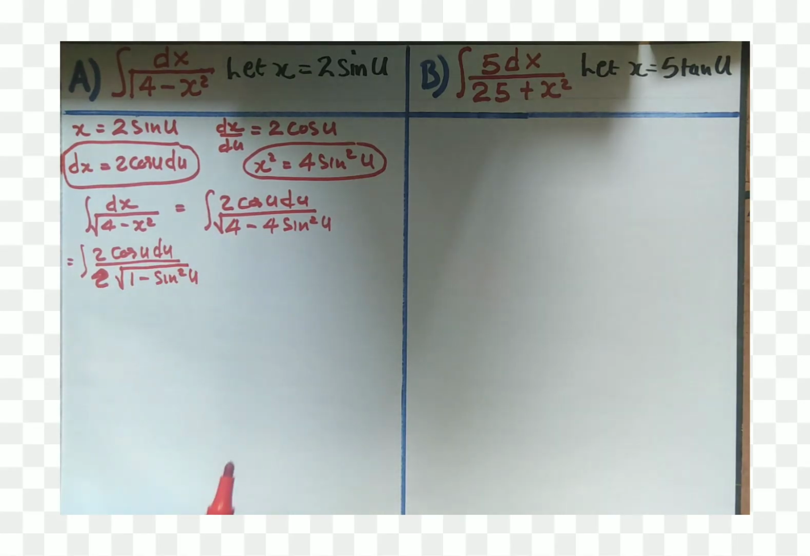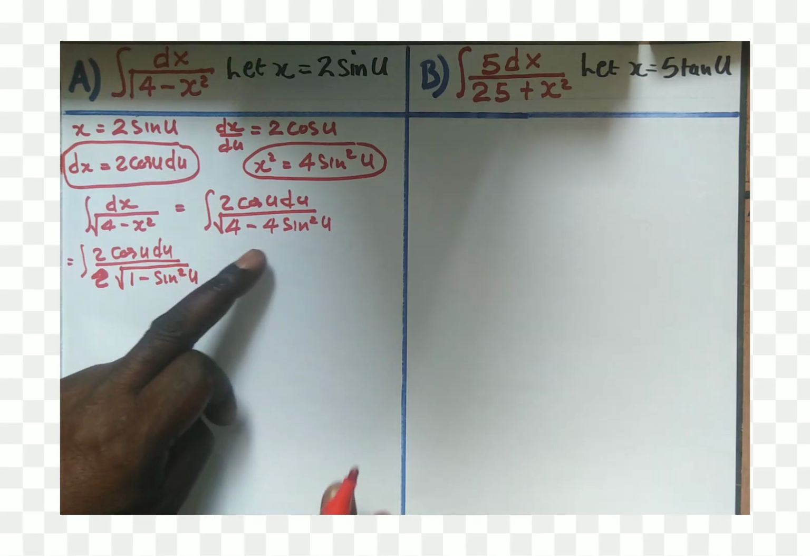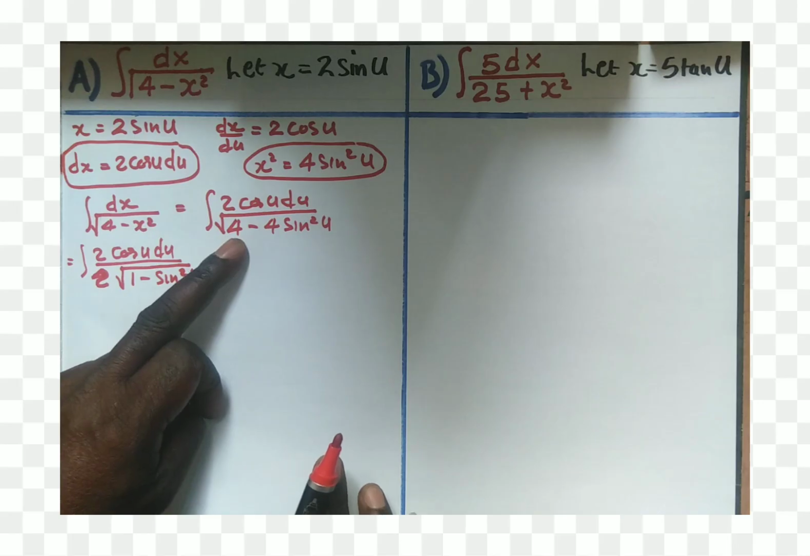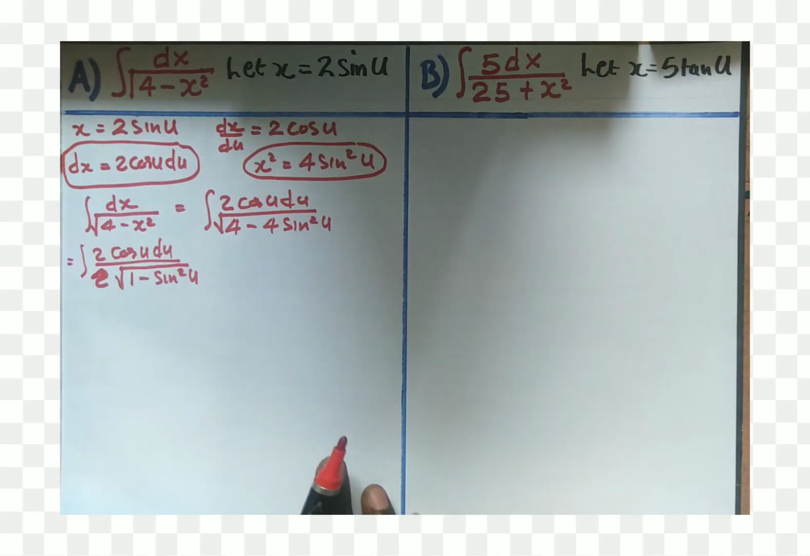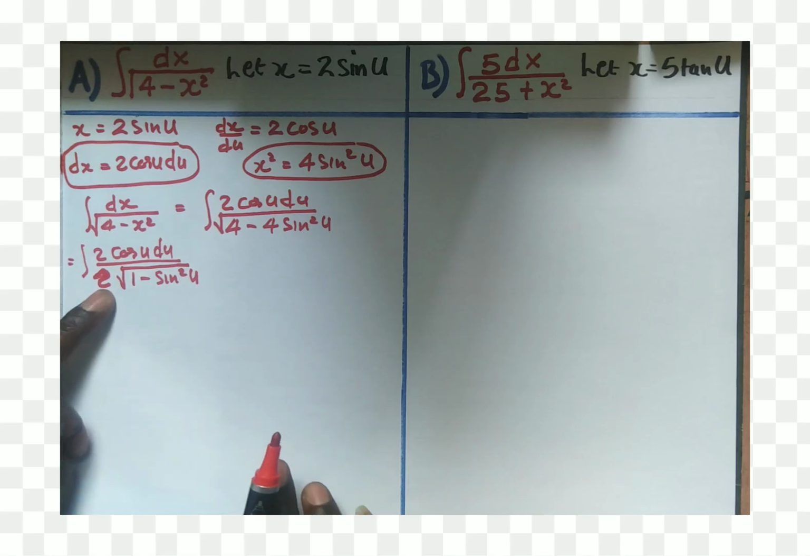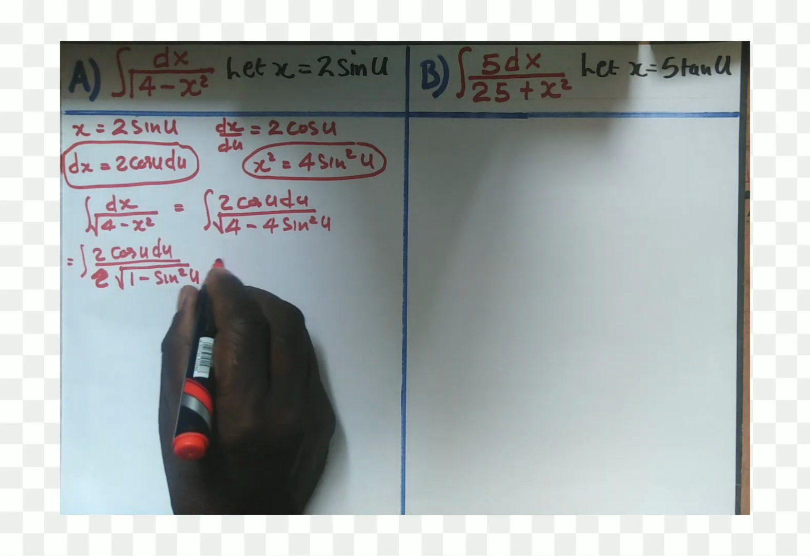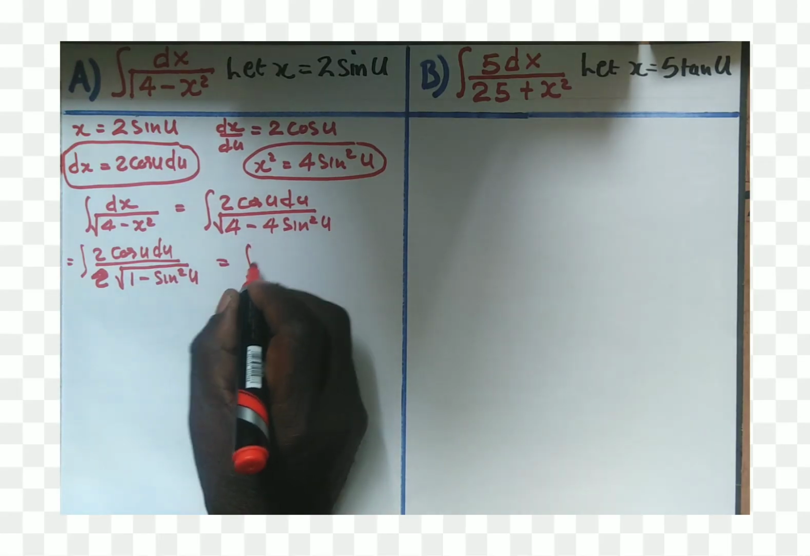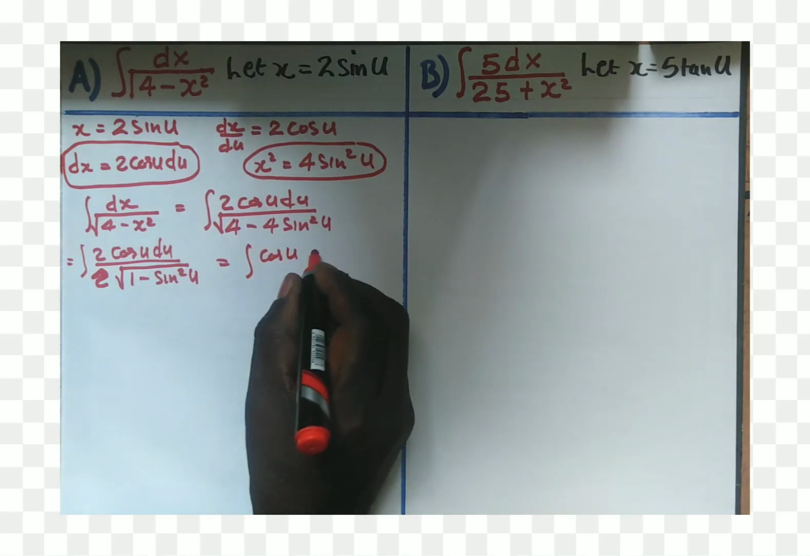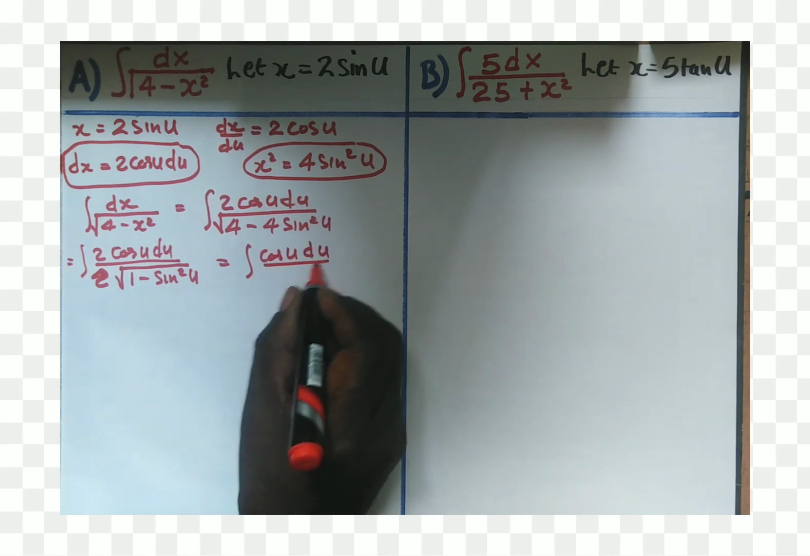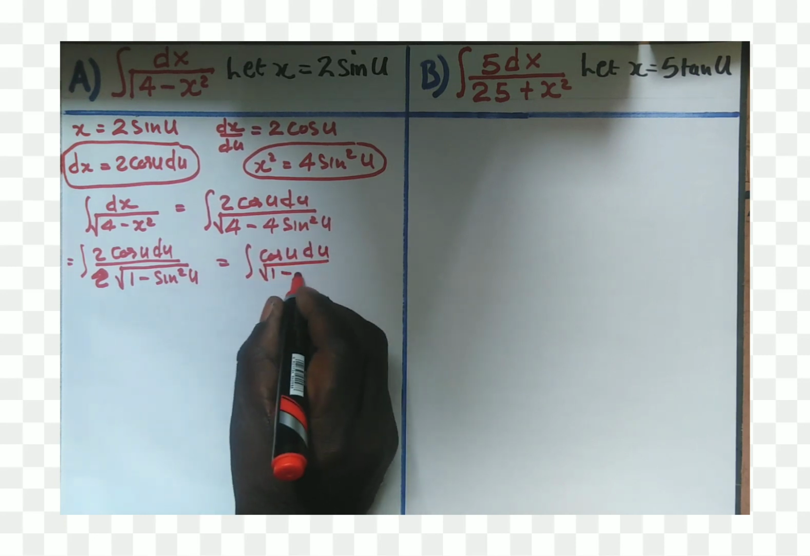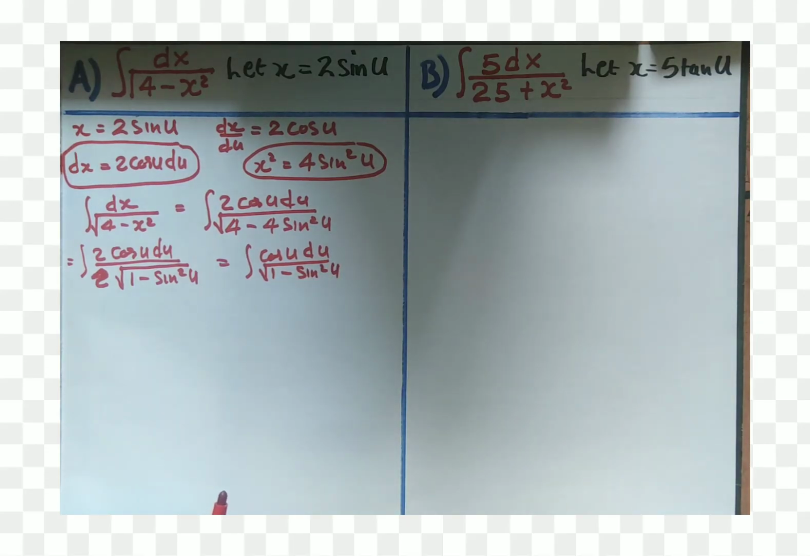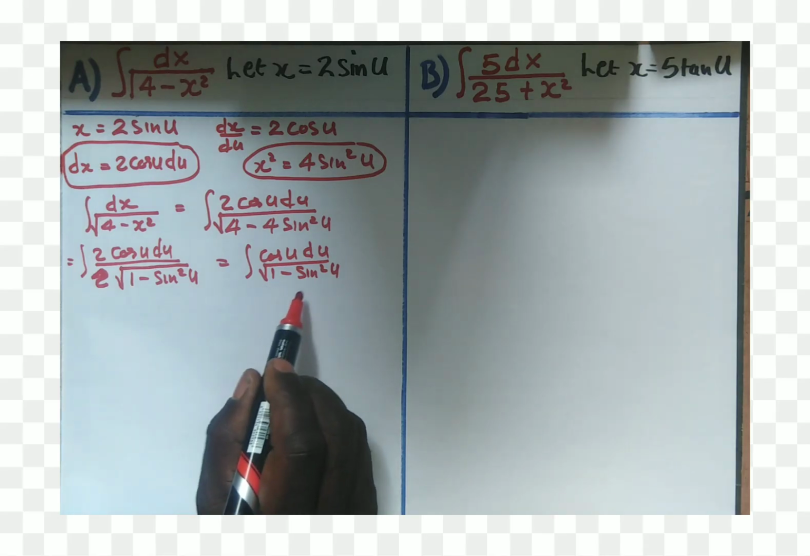Let me just explain again what we did. We've got 4 minus 4 sine squared u here. So when we factor out the 4, we can take it out of the square root sign, and when it goes out, it becomes a 2. That's the 2 you see here. So this 2 and the 2 below cancel out, and we are remaining with cos of u du over the square root of 1 minus sine squared u. But what is 1 minus sine squared u? 1 minus sine squared u is cos squared u.